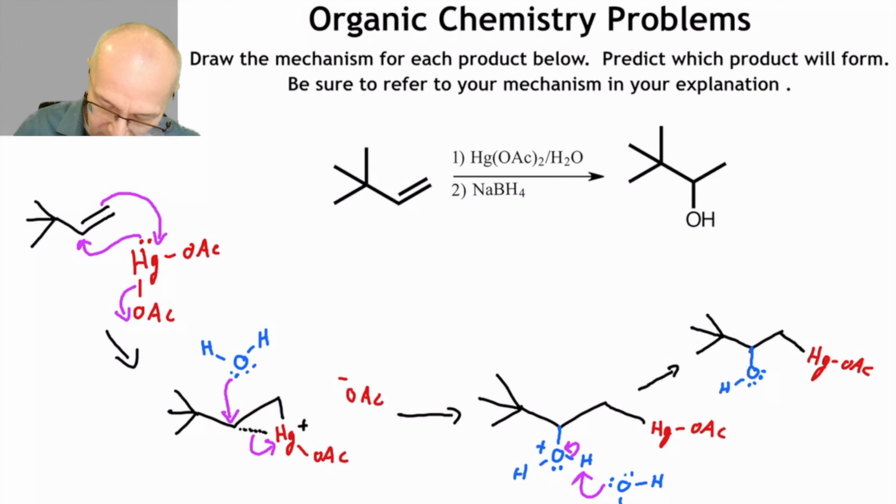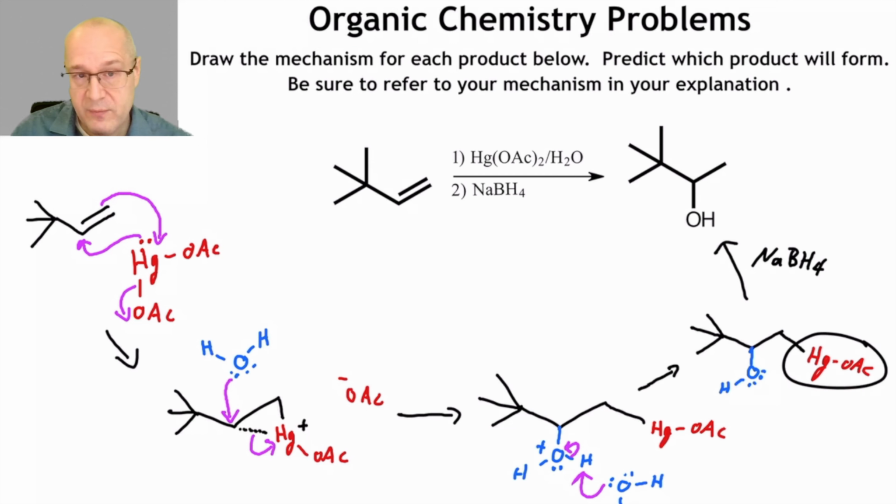There we go. Now the next step is adding the sodium borohydride. Now that mechanism is not part of this class. So lucky for you, you don't have to know it. All you have to know is that between here and here, we add sodium borohydride, and the mercury comes off. And a mechanism that you don't have to understand at this point. Now, if you take advanced organic chemistry, that's when we start talking about mechanisms like that.